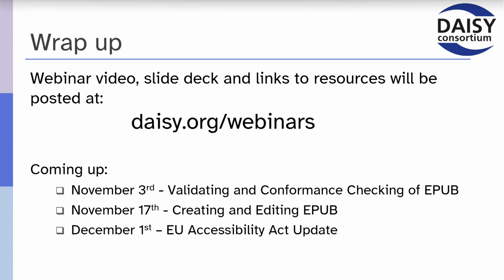Just before we close, I wanted to share some details of some great webinars by DAISY in the coming weeks. In 2 weeks, November 3rd, a panel of experts will introduce the incredibly important topic of validating and conformance checking EPUB and opening up a box of free tools to help guide us through the processes. On November 17th, we dive into creating and editing an EPUB, exploring some of the latest tools for producing quality publications. And on December 1st, we return to the topic of the EU Accessibility Act, a legislation which is positioned to change the way material is published, sold and consumed, not just within Europe, but with implications more globally.